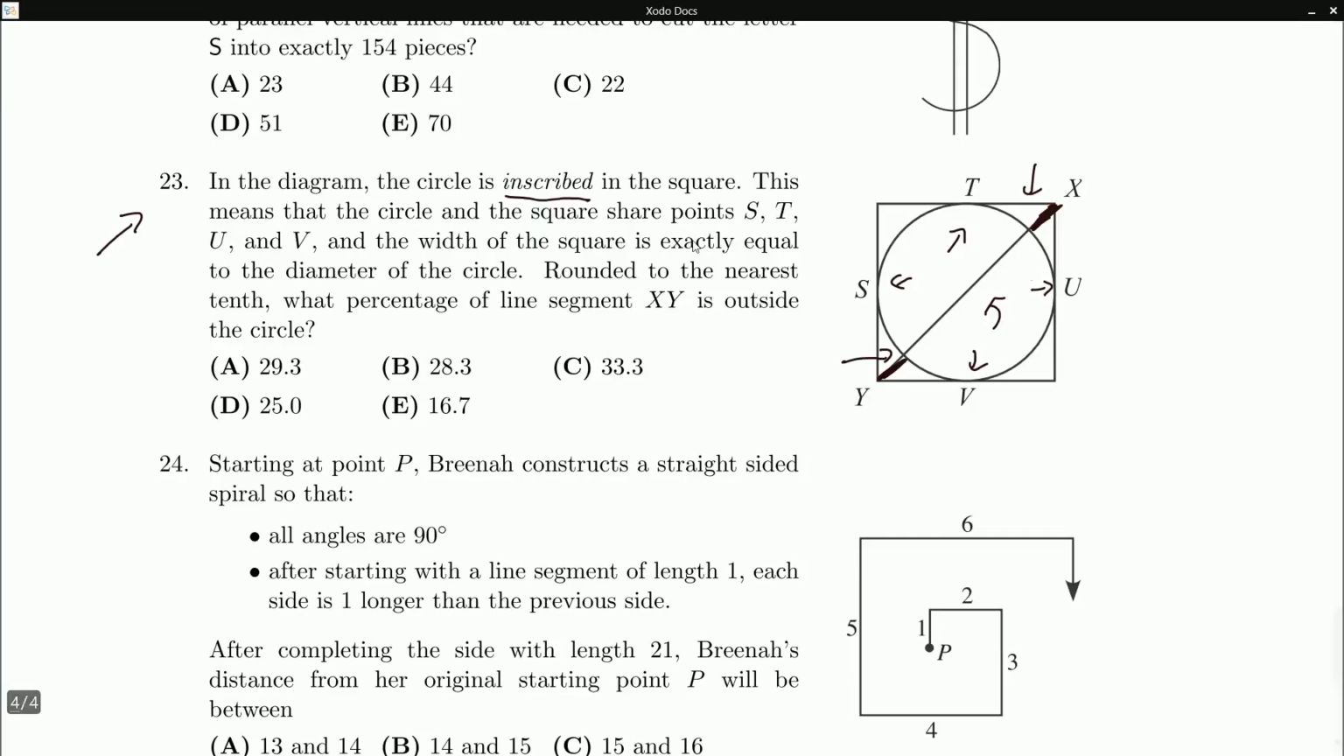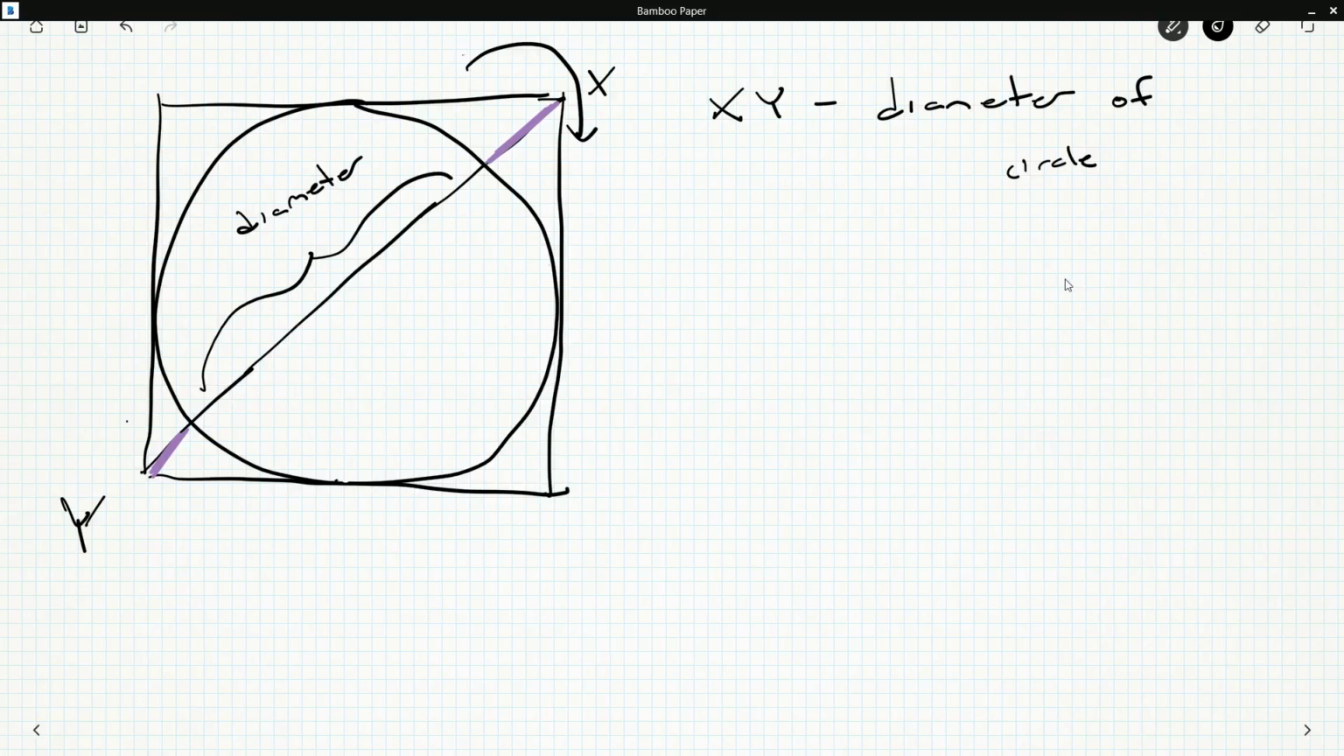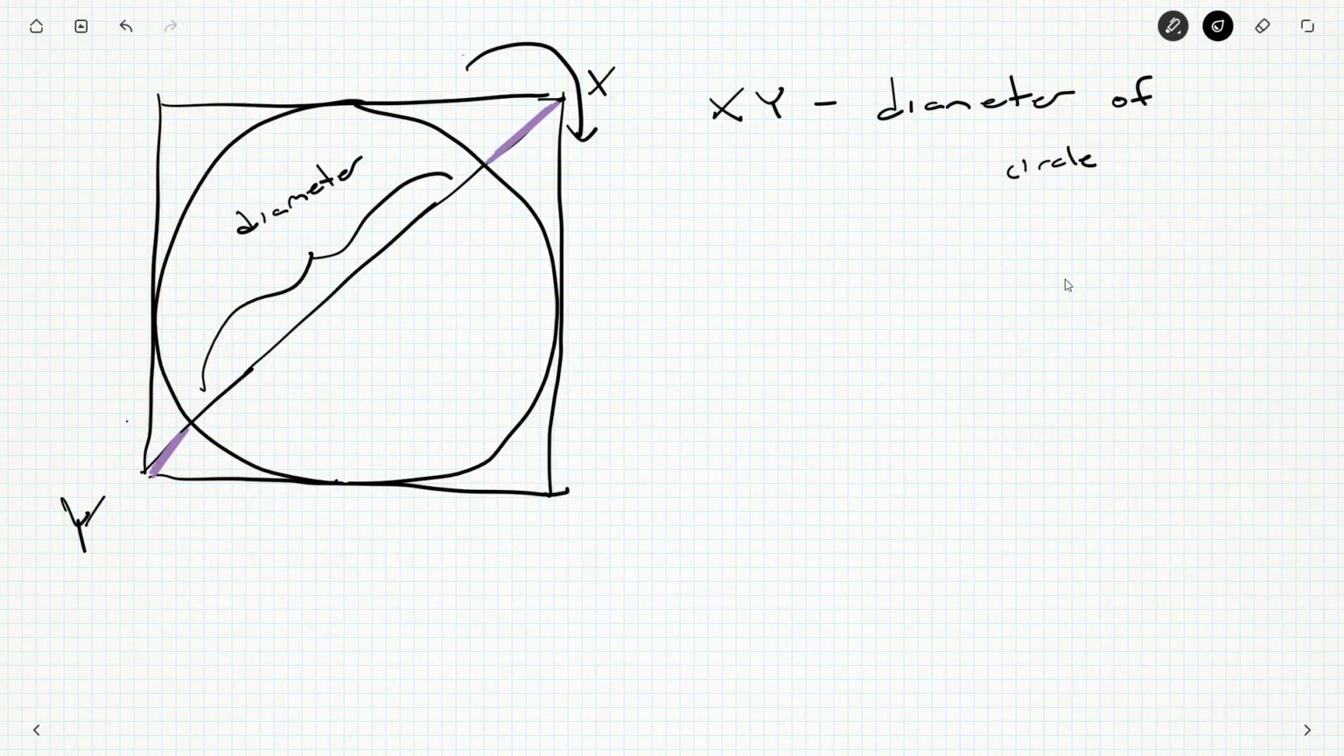Okay. Now, I don't believe that they gave us the... No, there's no lengths here. But we don't actually need lengths to do this. It'd be nice, but we don't need lengths because they're all going to cancel out when we make our percentage calculation. So the percentage equals the lengths outside the circle, which we want to figure out, divided by the total length XY, and multiplied by 100% to turn it into a percentage.